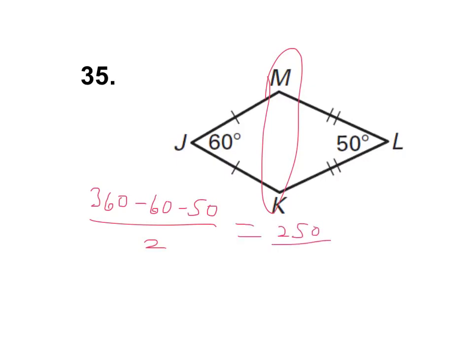And then we're going to divide that by 2 because these two angles are congruent. Together they equal 250, but what is just one of them? What's just angle K? 125 degrees.